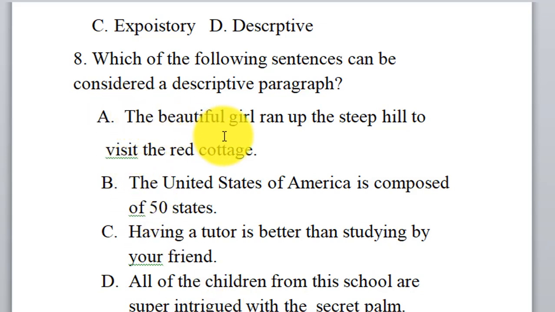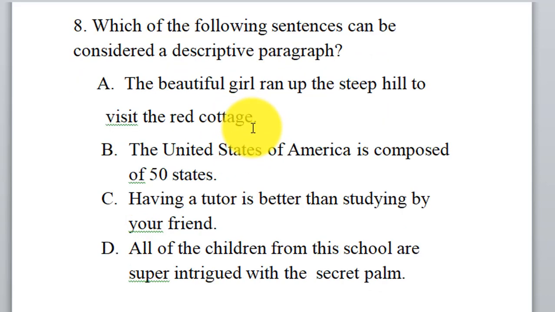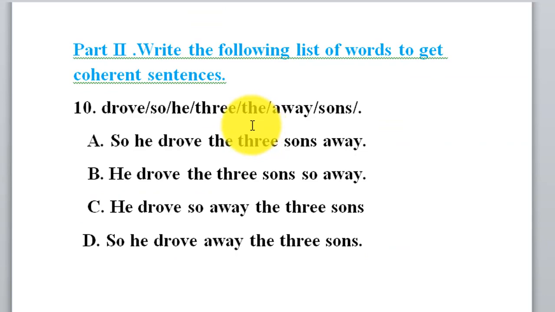The beautiful girl. Here it gave us a clue. Hello my friends, the beautiful girl. So the paragraph talks about who a beautiful girl is. So the answer is still A. This is a clear topic sentence for a descriptive paragraph. Fantastic, let's come to the next question please.